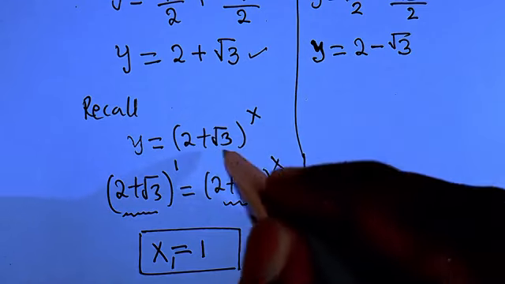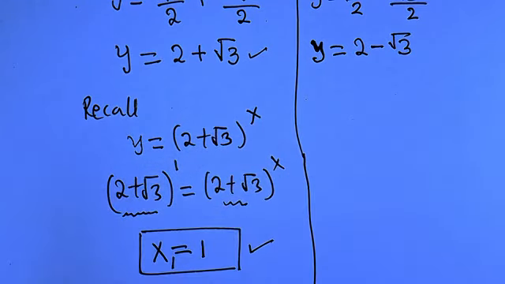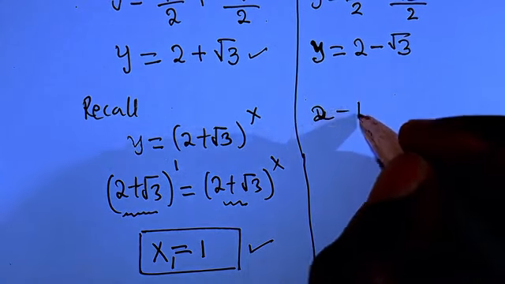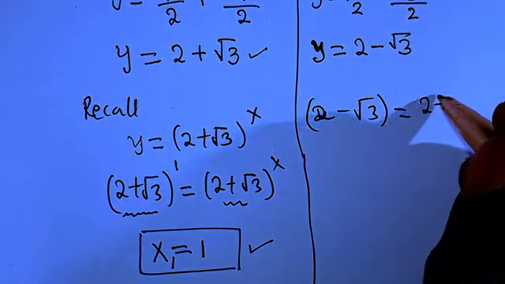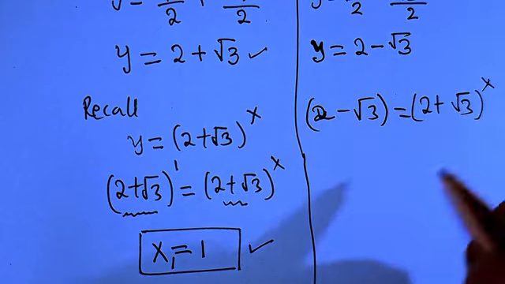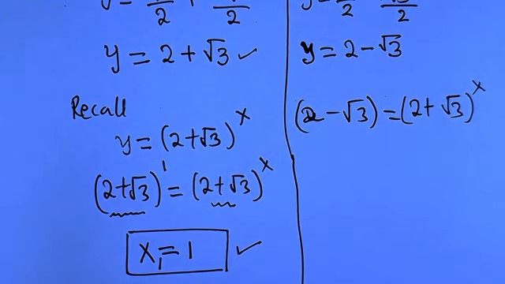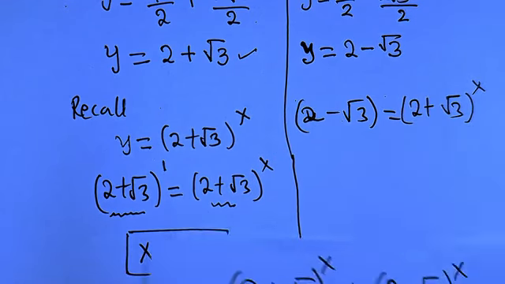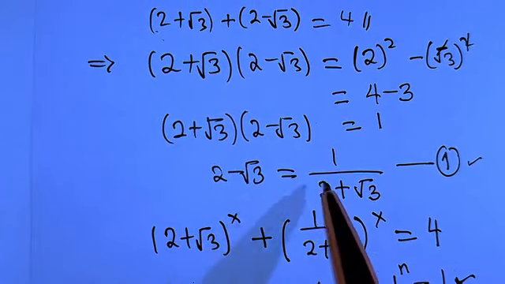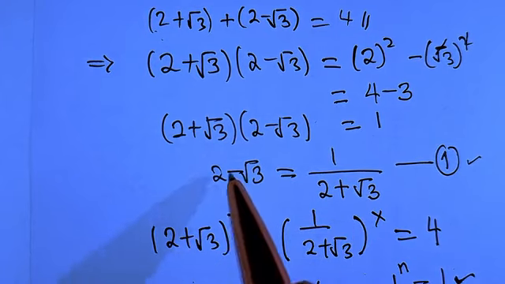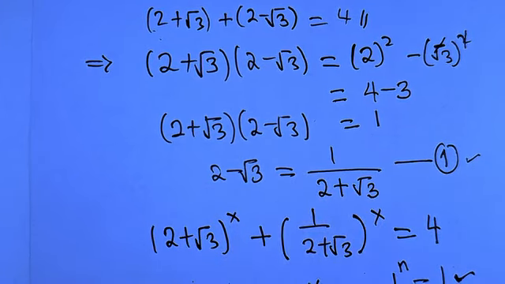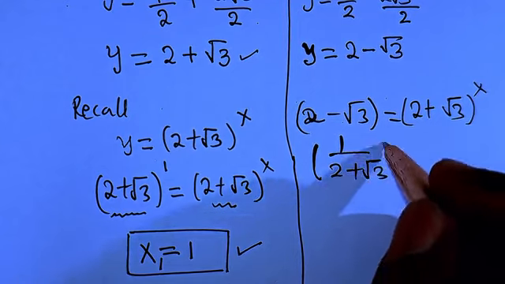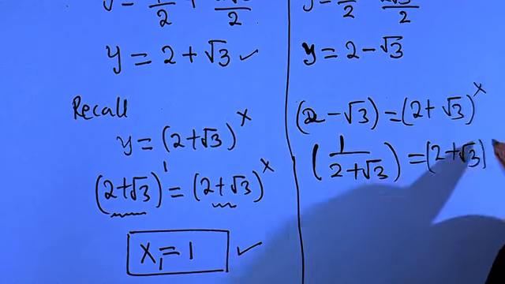Recall that y is 2 plus root 3 to the power of x. So y is going to be 2 minus root 3, which equals 2 plus root 3 to the power of x. Now don't forget 2 minus root 3 and 2 plus root 3 here. Can we make this and this equal? So let's see. Remember from the beginning we said 2 minus root 3 should be 1 over 2 plus root 3. So we are going to replace 2 minus root 3 in the equation with 1 over 2 plus root 3, which equals 2 plus root 3 all to the power of x.